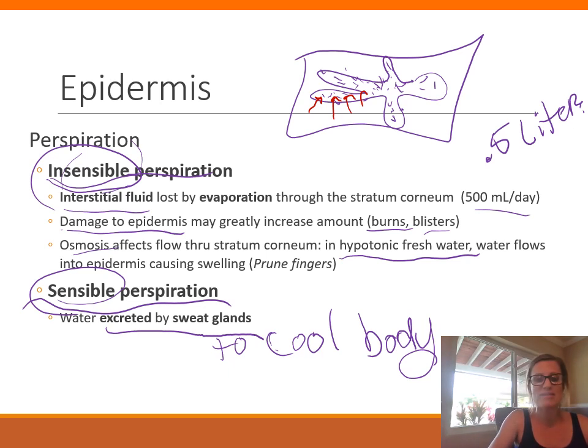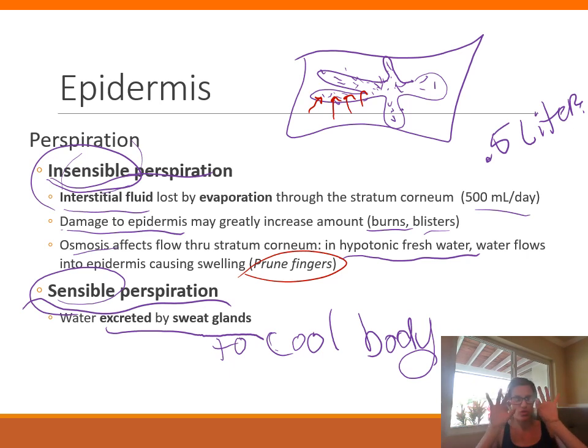So that's what happens, and then you get little swollen areas. That's why you get prune fingers when you're in the water for a long time. This happens at the ocean as well because the ocean's less concentrated than your body is. But so you get little pruned fingers, right? It swells up in areas when you're in the water for a long time.